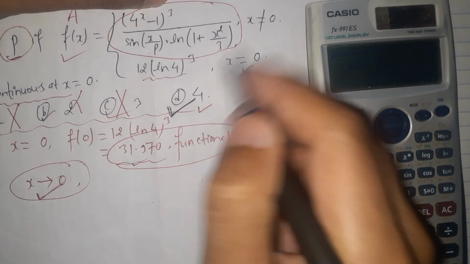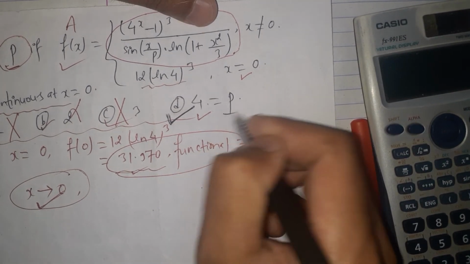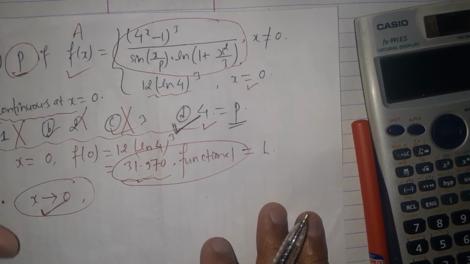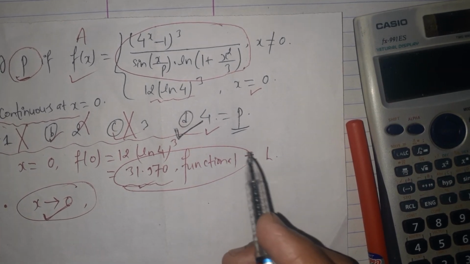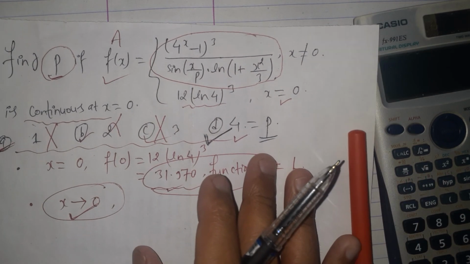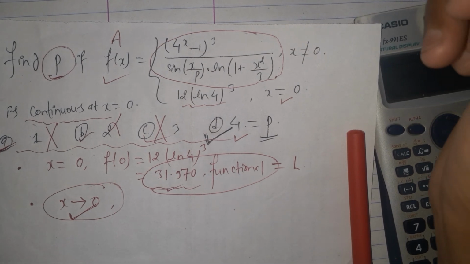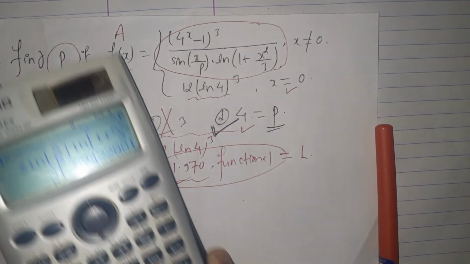Option D is chosen here. This is the value of the p. Here we choose from the options for the value of the p. This is the solving method for multiple choice questions related to limit and continuity, just by using the concept of the calculator.